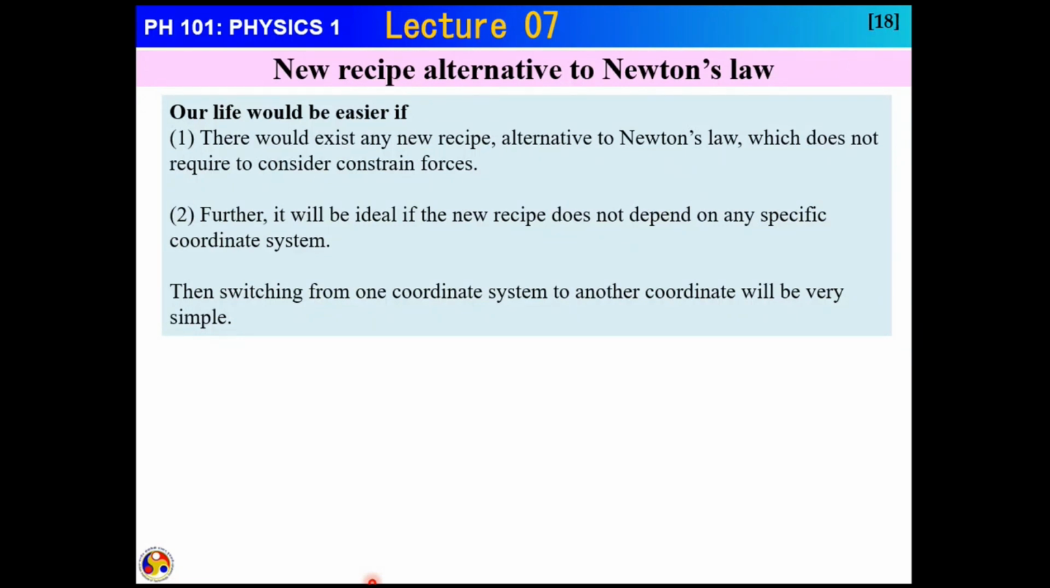So now, a new recipe, an alternative to Newton's law. Our life would be really easier if there existed a new recipe alternative to Newton's law, which does not require us to consider constraint forces, and which is not based upon force and hence direction. The new recipe should be in scalar format, not in vector format.